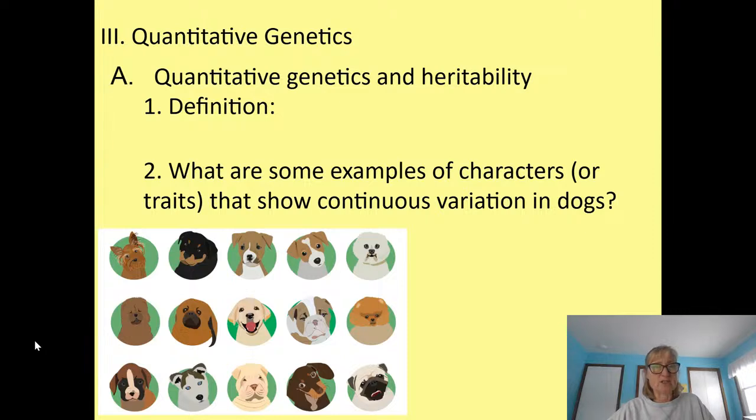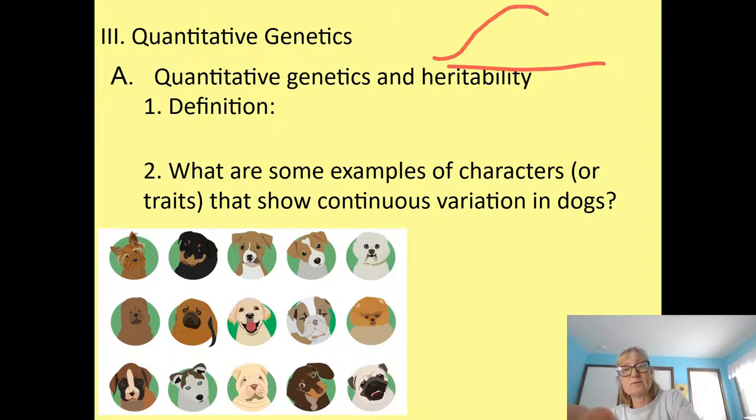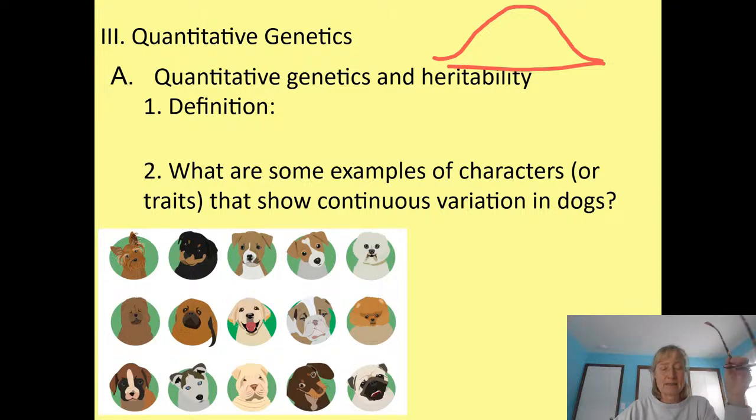Continuous variation. So if we're looking at a trait like height in the human population, if we were going to draw out the population of individuals that have different heights, we would get sort of a bell curve, right? Some individuals are really, really tall, few individuals are really, really short, and kind of everybody else is in the middle somewhere. Most traits like this are influenced by many, many genes, by more than one gene, and also by the environment.